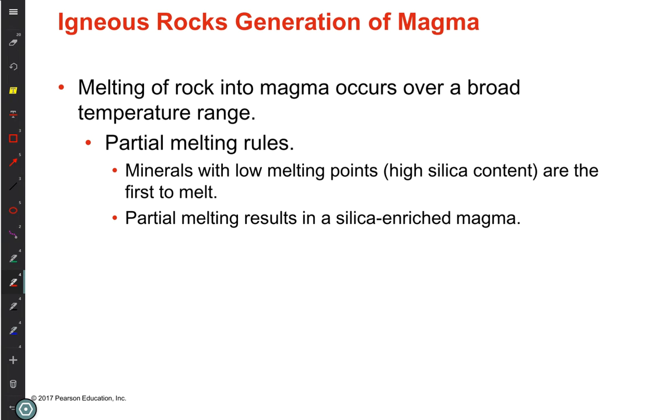Okay, so melting rock occurs over a broad range of temperatures. The things that will freeze at a high temperature tend to be the things that are low in silicate, and so those will freeze first. And so if you have minerals low in silicates and they freeze first, when you get to the end, the last stuff to freeze is going to be high in silicates. So you actually will have a differentiation in the type of minerals depending on when something melted.